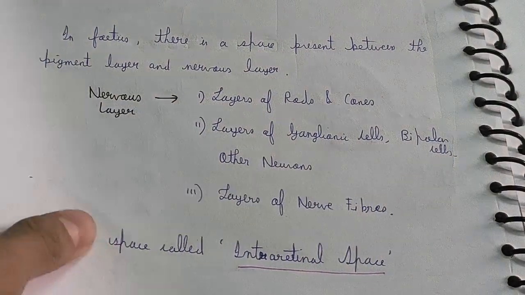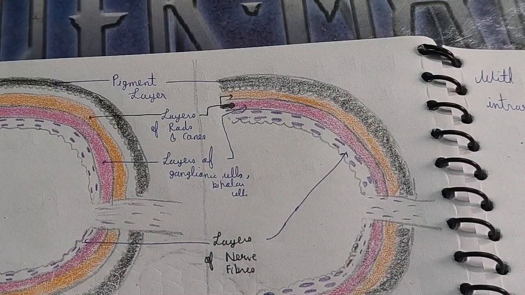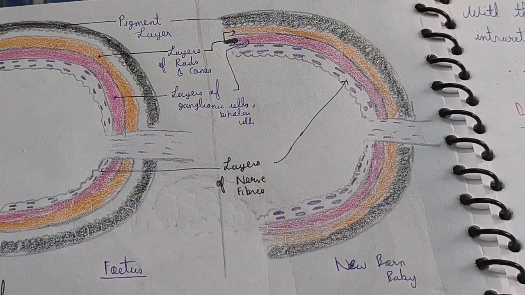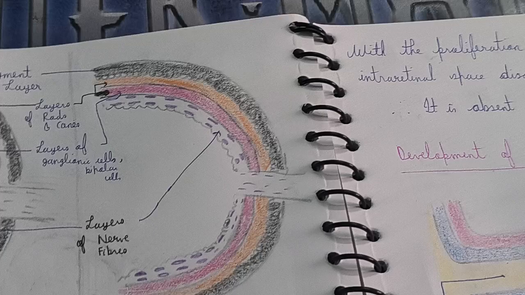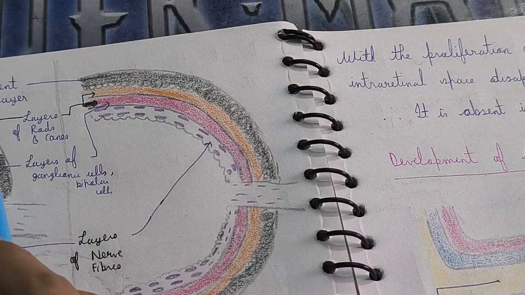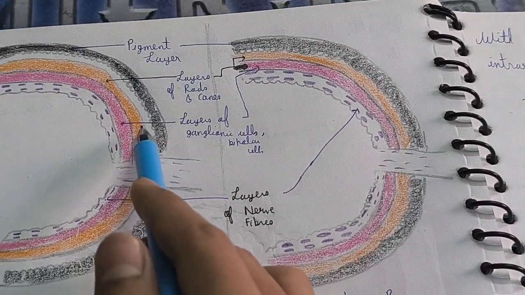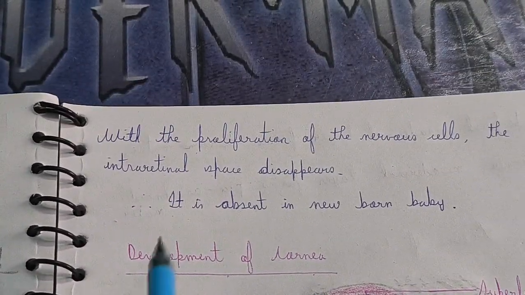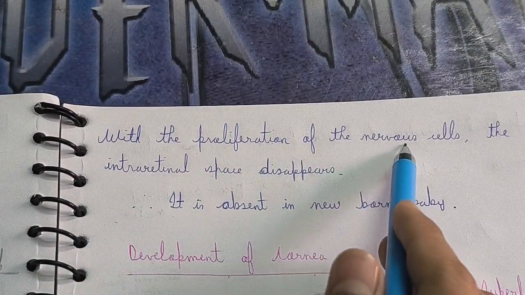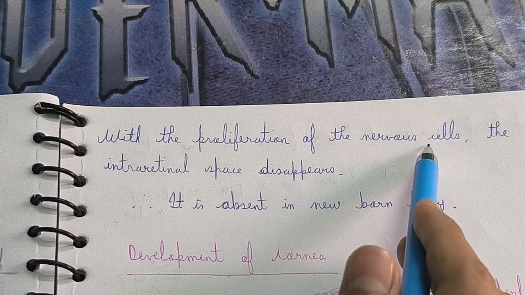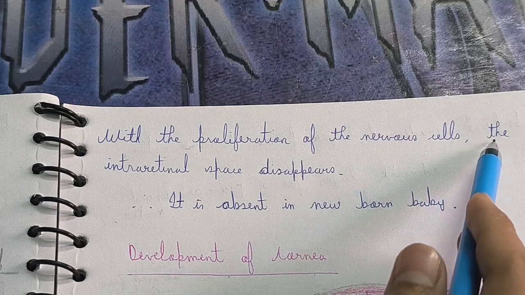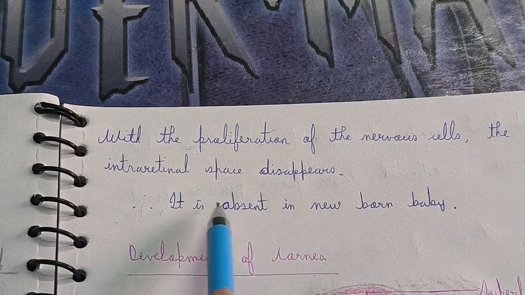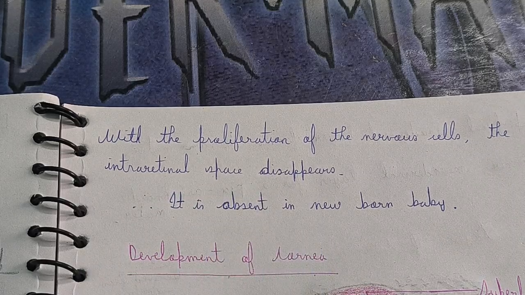Now the question arises: why does this intraretinal space disappear before birth, as it is not present in the newborn baby? The main reason is the proliferation of the neurons of the inner cell layer. So I have written that with the proliferation of the nervous cells or neurons of the inner cell layer, the intraretinal space disappears, and therefore it is absent in the newborn baby.